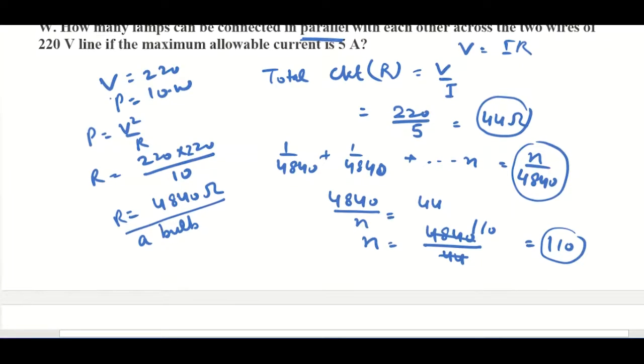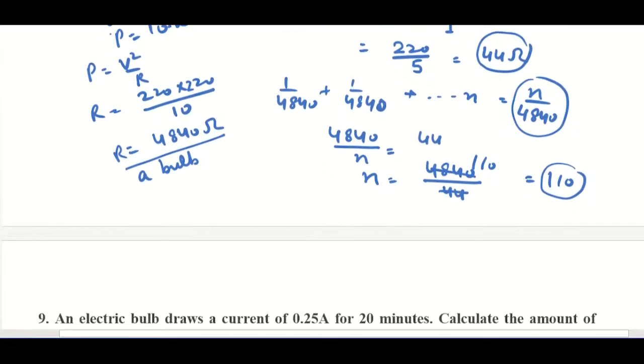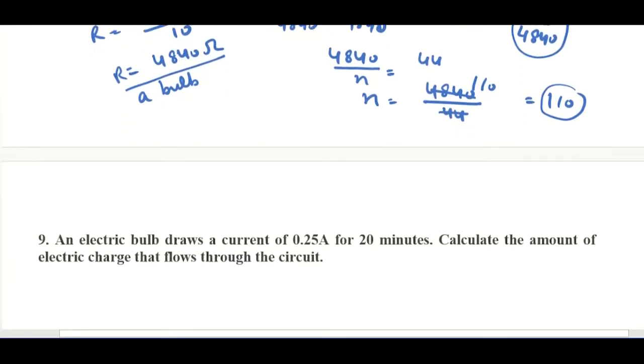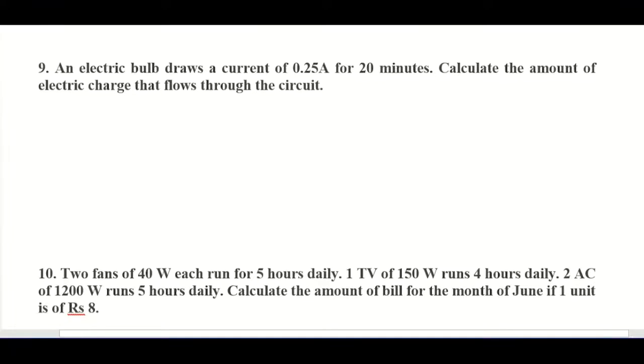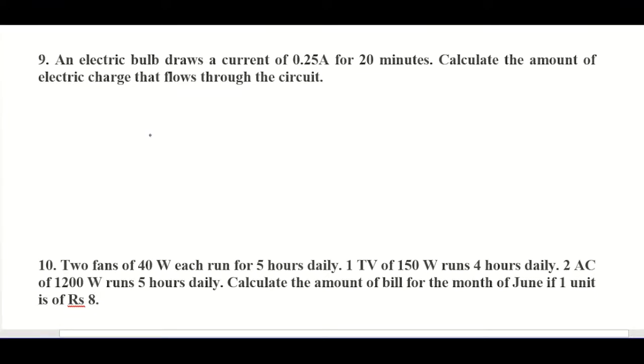Next is: an electric bulb draws a current of 0.25 ampere for 20 minutes. Calculate the amount of electric charge that flows through the circuit. Now what is given in this question? Current is given, 0.25 amperes. Time is given, 20 minutes. Convert it into seconds: 1200 seconds.